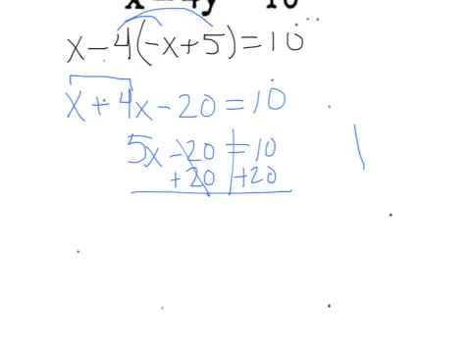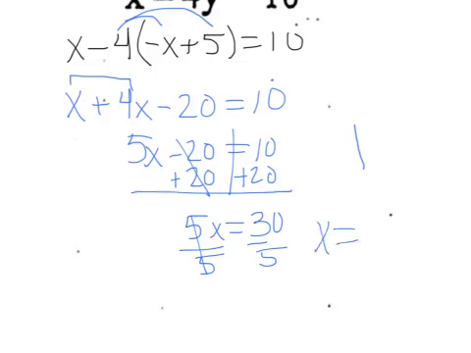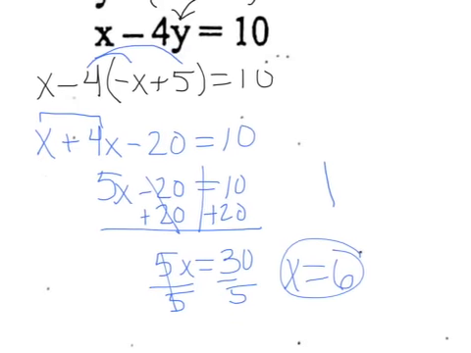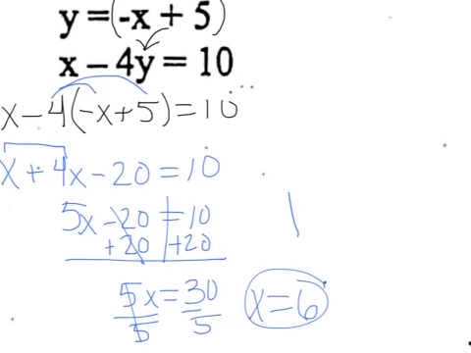Okay, so 5x equals 30, and then what? Equals 6. What do I do to get 6? Divide by 5. So x equals 6. Now I'm not entirely done, right? What do I need to do now? You need to find y. So I need to plug that in, right?